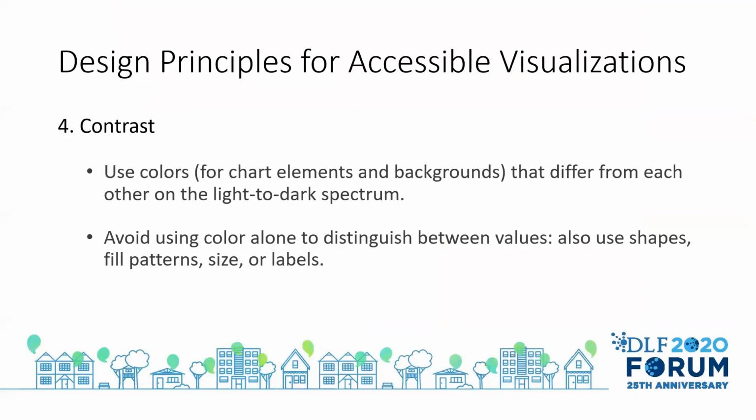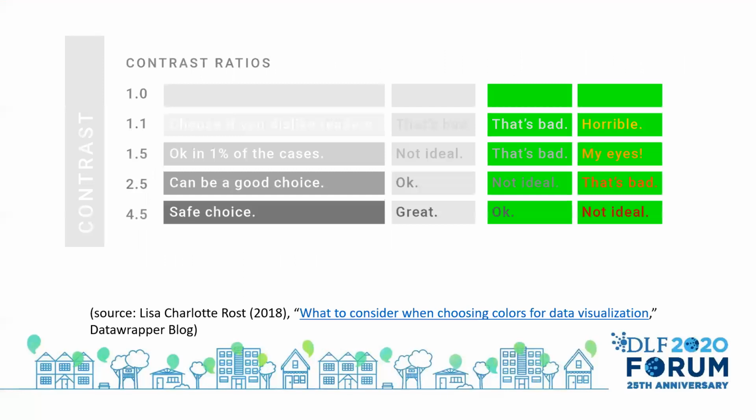Finally, the fourth principle is contrast. For all your chart elements, including the background and all text and labels, use colors that differ from each other on the light to dark spectrum, meaning they have a high contrast ratio. It's also a very good practice to avoid using color alone to distinguish between values. So where you can, also use elements like shape, fill palette patterns, size, or labels to help your readers distinguish between different data points. Here we just have an example chart demonstrating good contrast ratios compared to horrible ones.